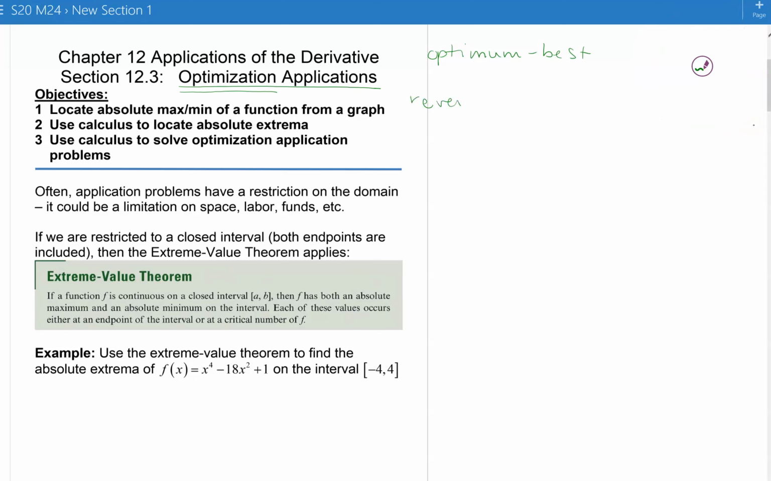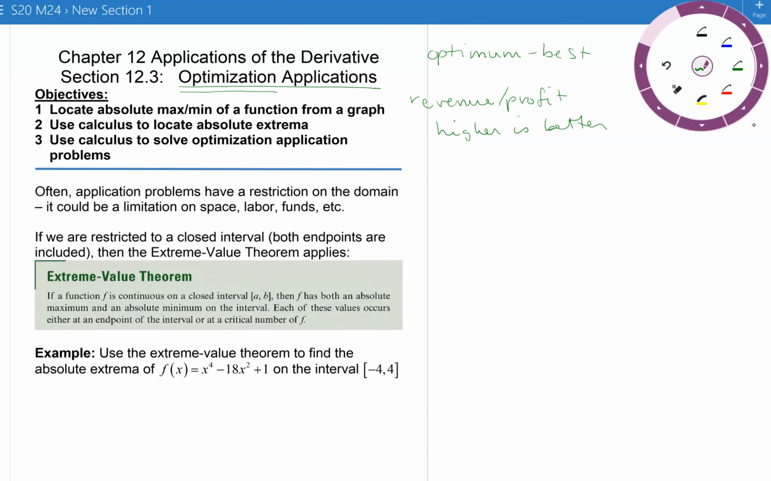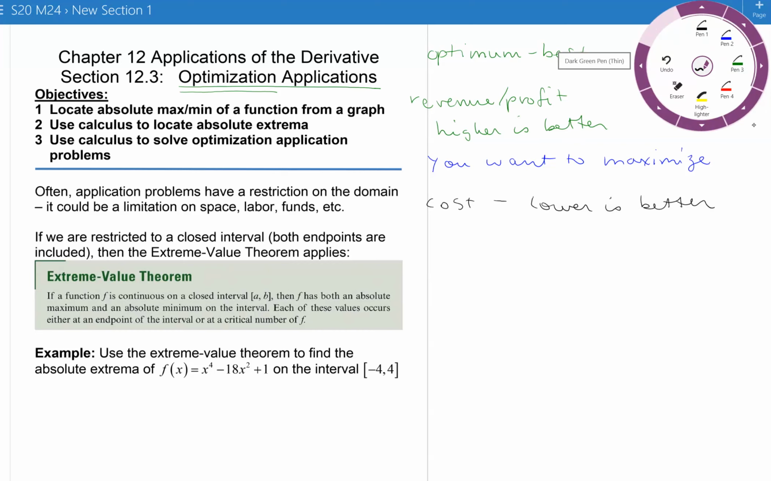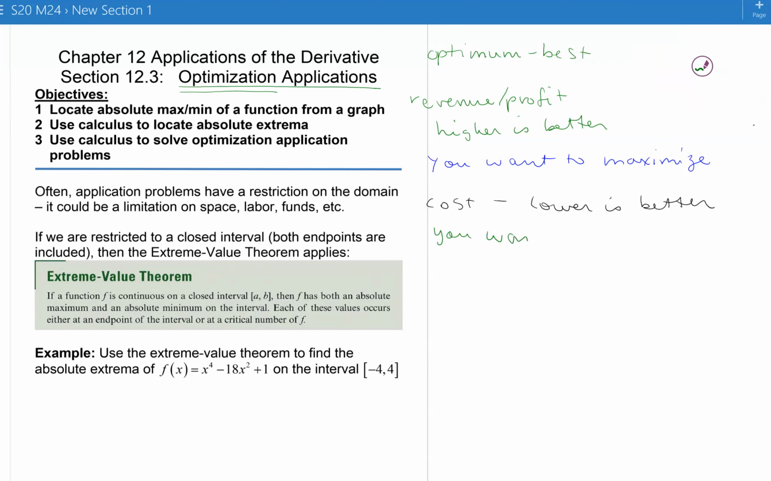So if you're talking about revenue or profit, higher is better. So you would want to maximize. But if you're talking about cost, lower is better. And you would want to minimize. So you just have to read each question and figure out whether you're trying to find a maximum or minimum.